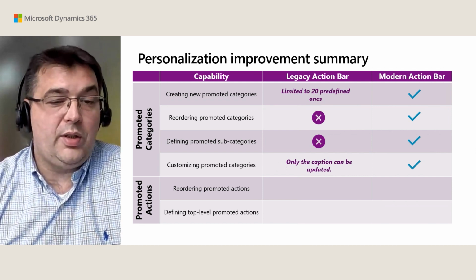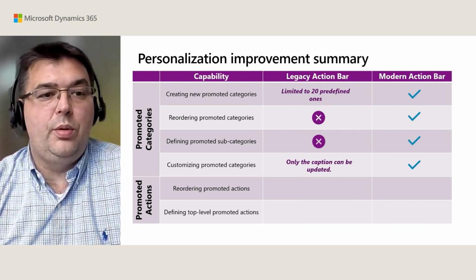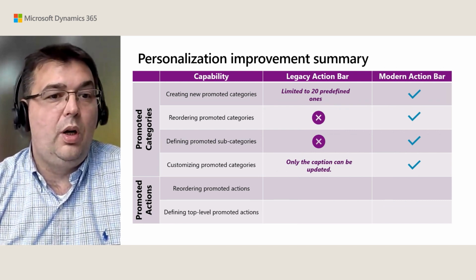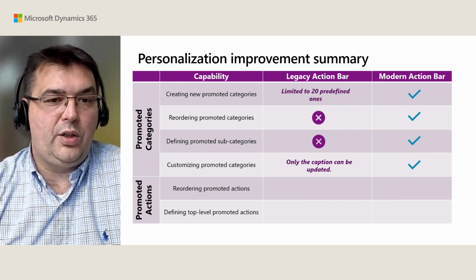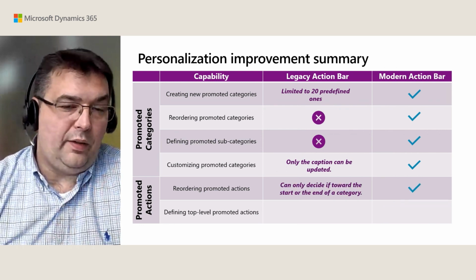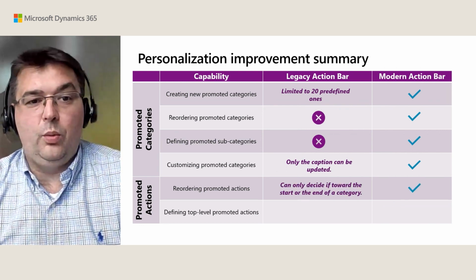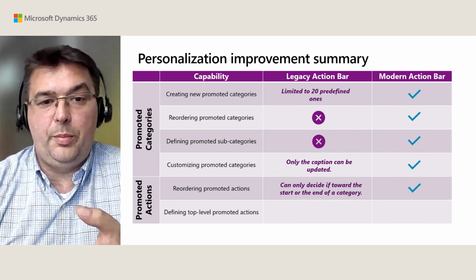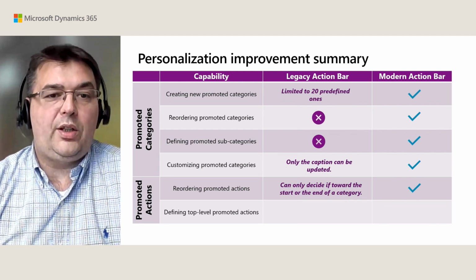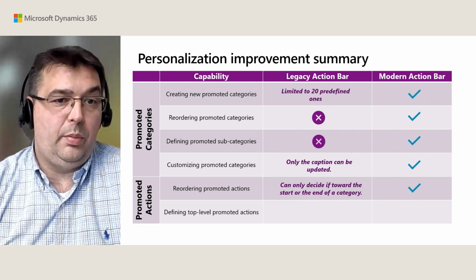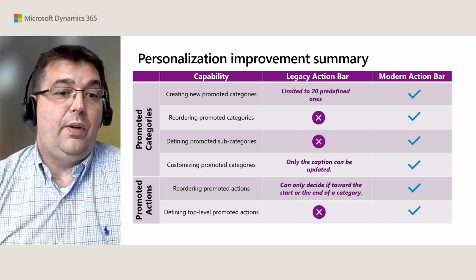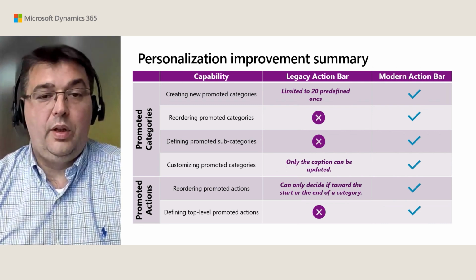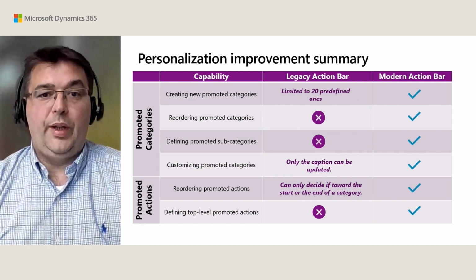When we talk about actions, one of the most frequently asked things in terms of personalization of the action bar was reordering of the promoted actions. In the legacy action bar, you could just decide whether you wanted to go towards the start or the end of the specific category. With the modern action bar, you actually have the full flexibility. And of course, defining top-level promoted actions was not possible in the legacy action bar, whereas the modern action bar also brings you that capability.